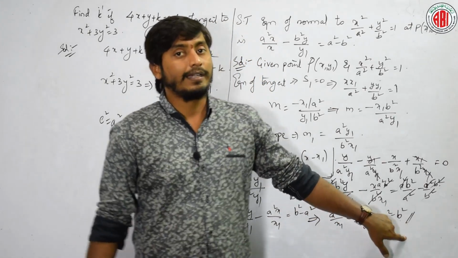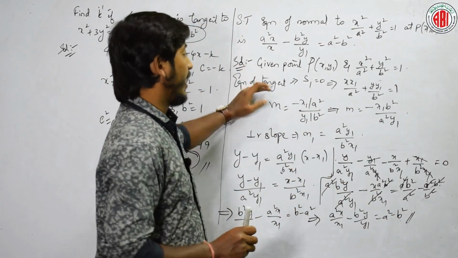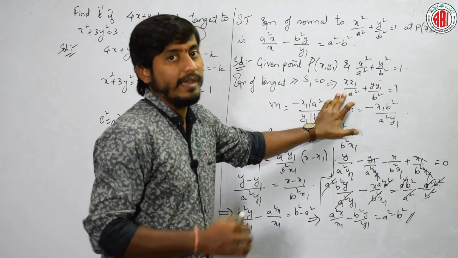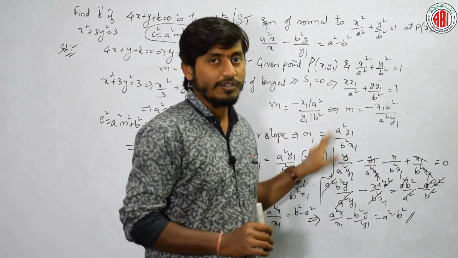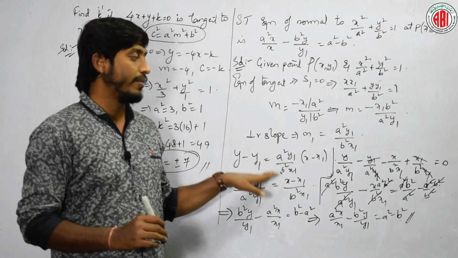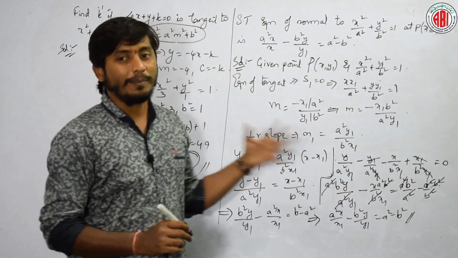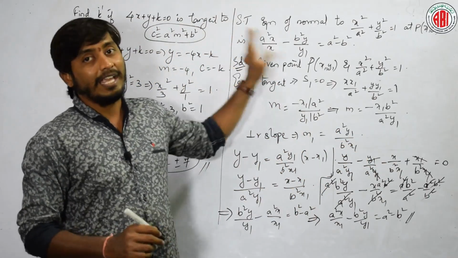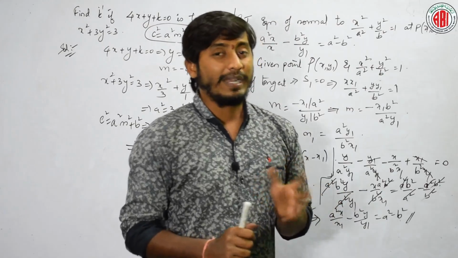Is it clear? So, what did we do here? We just found the equation of tangent in the standard form by using S1 equal to 0. Then we found the slope, its perpendicular slope, and we found the equation of normal by using the standard point slope form. And with proper simplification, we got the equation he asked us to find. Is it clear? Did you understand?